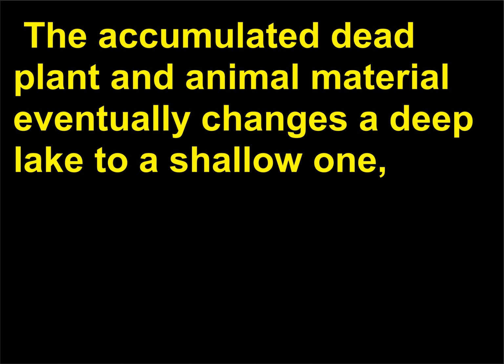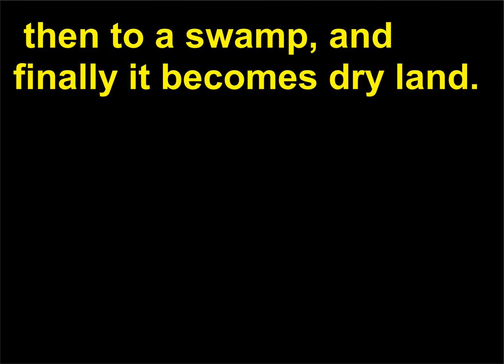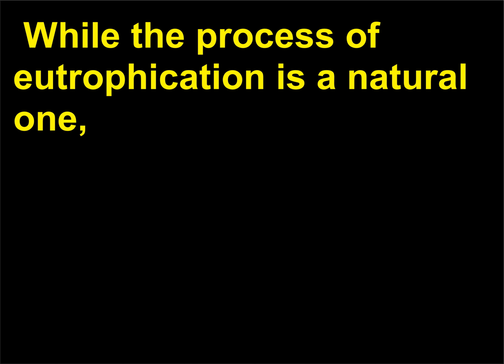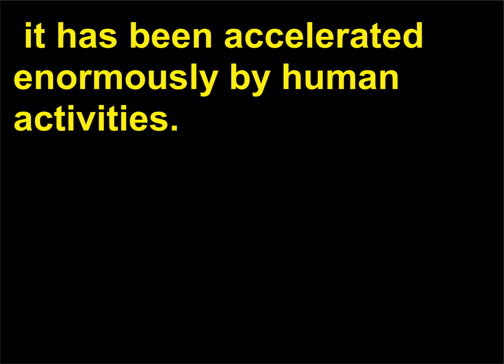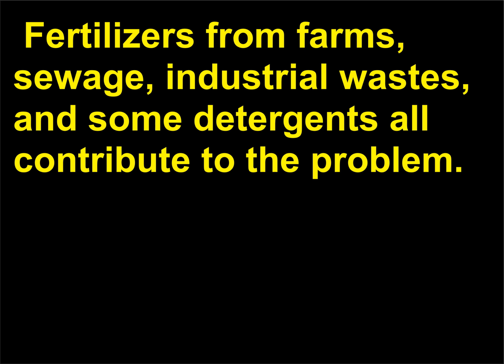The accumulated dead plant and animal material eventually changes a deep lake to a shallow one, then to a swamp, and finally it becomes dry land. While the process of eutrophication is a natural one, it has been accelerated enormously by human activities. Fertilizers from farms, sewage, industrial wastes, and some detergents all contribute to the problem.